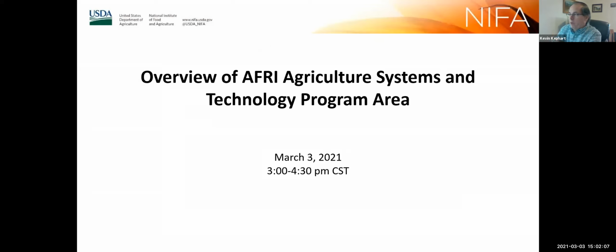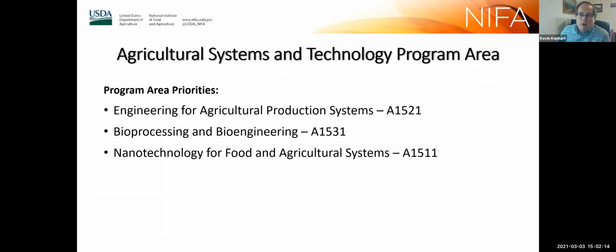So welcome again to this overview of the AFRI Agricultural Systems and Technology Program Area. AFRI has many program areas, and we have those broken out throughout this week for various webinars like this one for new investigators. Today is the Ag Systems and Technologies program area, which is part of the Ag Systems division here within NIFA. First of all, we'll have 3 program areas that we'll emphasize. One of those is designated code A1521, Engineering for Agricultural Production Systems. Then we'll hear about A1531, which is Bioprocessing and Bioengineering. After that, it will be A1511, which is Nanotechnology for Food and Agricultural Systems.